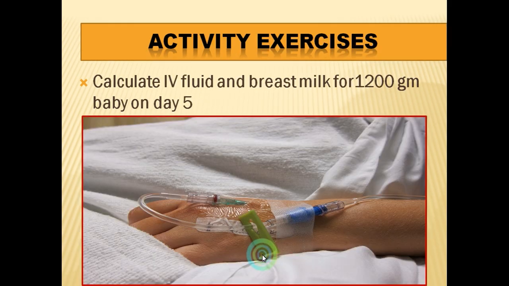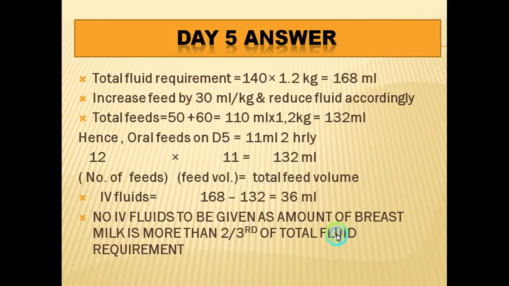Now is on day 5, the same baby on day 5. So total fluid requirement is 140 ml. Okay, 1.2 kg you multiply, so 168 ml. We increase by 30 ml per kg, reduce the feed accordingly.